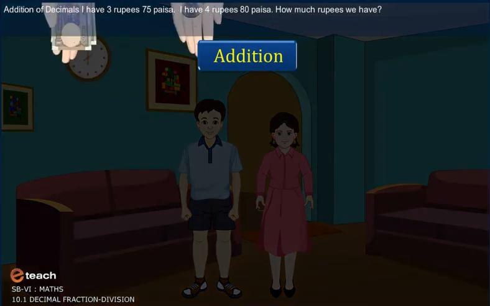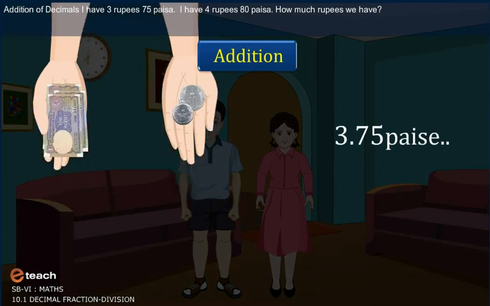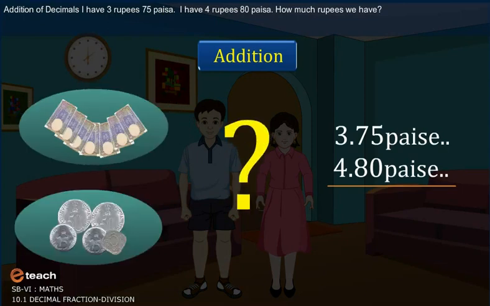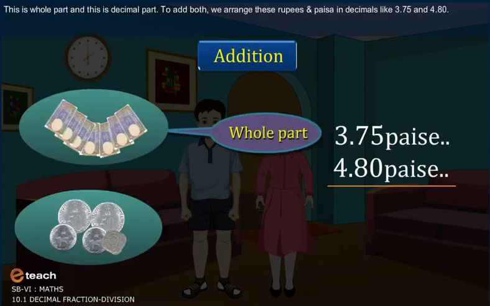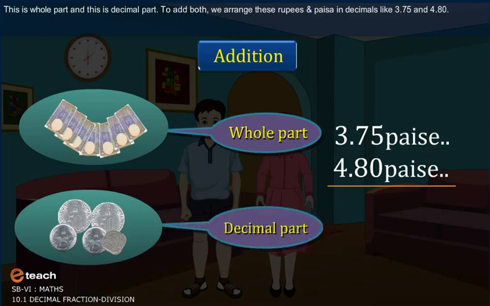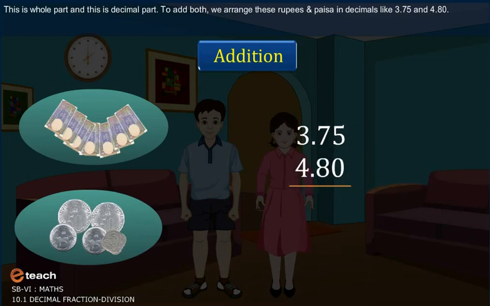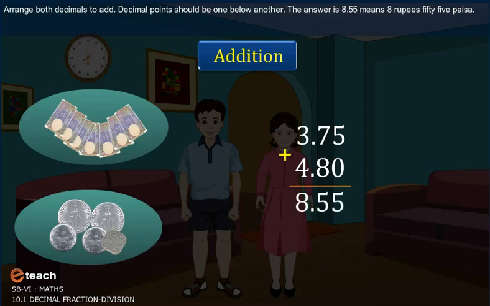Addition of decimals. I have 3 rupees 75 paise. I have 4 rupees 80 paise. How many rupees do we have together? This is the whole part and this is the decimal part. To add both, we arrange these rupees and paise as decimals like 3.75 and 4.80. Arrange both the decimals to add. Decimal points should be one below another and the answer is 8.55, meaning 8 rupees 55 paise.